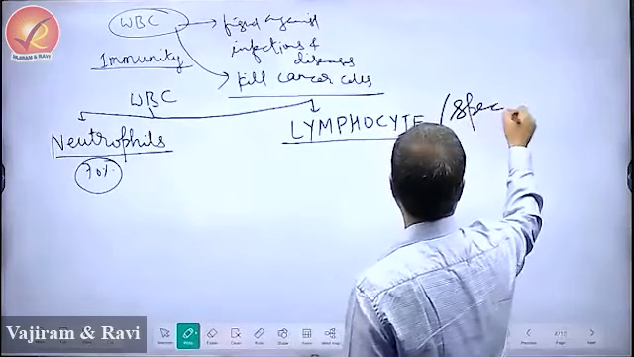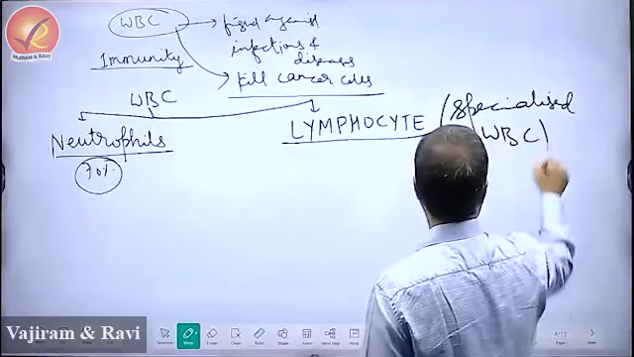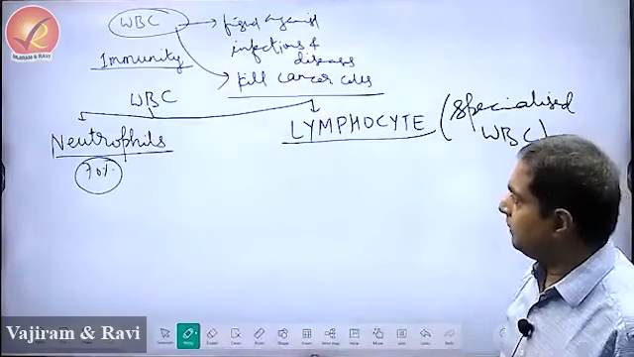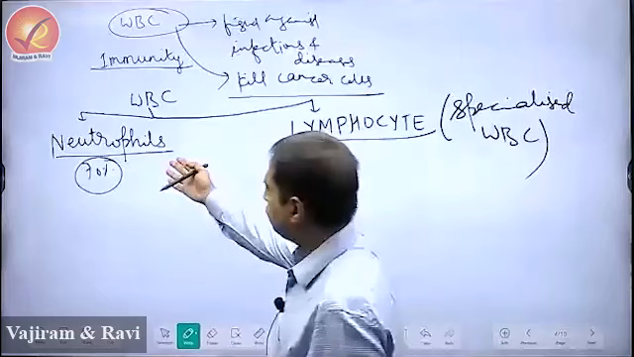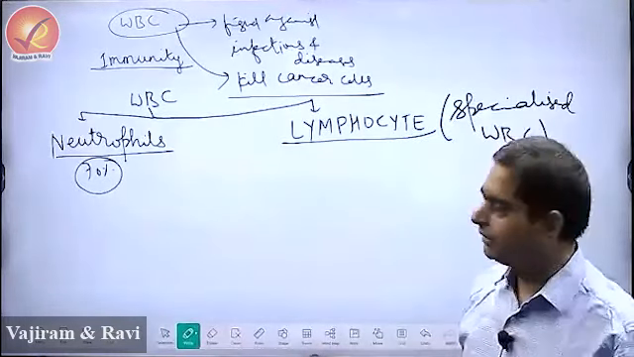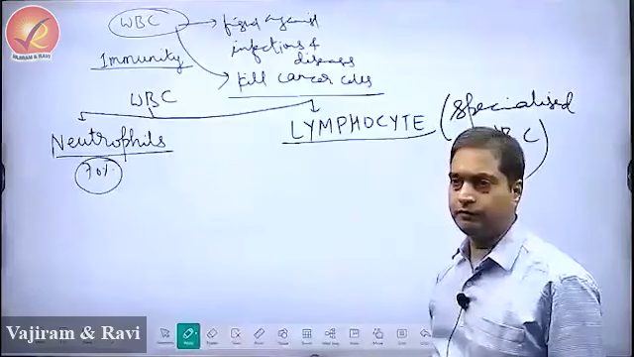So these are specialized white blood cells. White blood cells are of different types, for example neutrophils, for example lymphocytes. There are also other types, but our focus will be on lymphocytes mainly from the exam point of view.